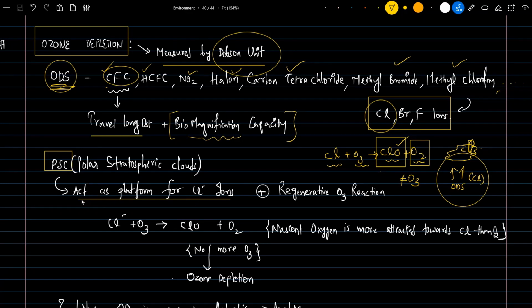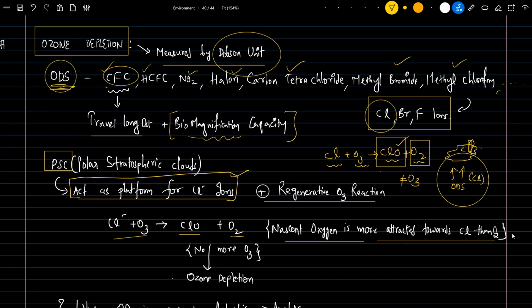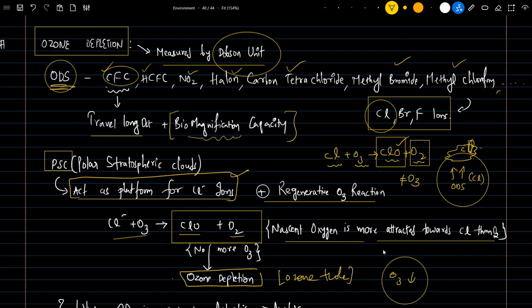So what we are saying here is that polar stratospheric clouds act as a platform for chlorine ions, combined with the regenerative O3 reaction. See here, it is the same: Cl plus O3 leads to ClO plus O2. It means nascent oxygen is more attached towards chlorine than O2. So there is no more O3 in this reaction, which means ozone is decreasing. It is nothing but ozone depleting. This phenomenon is called the ozone hole. So here ozone is decreasing, not getting eliminated.